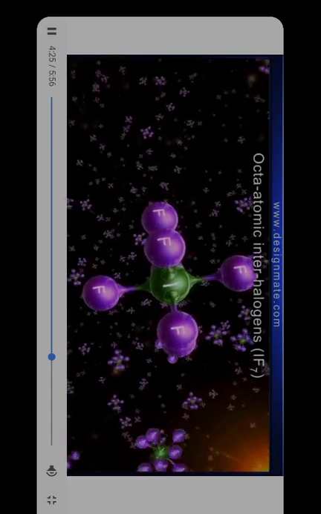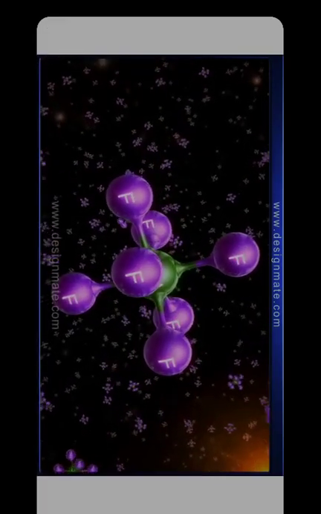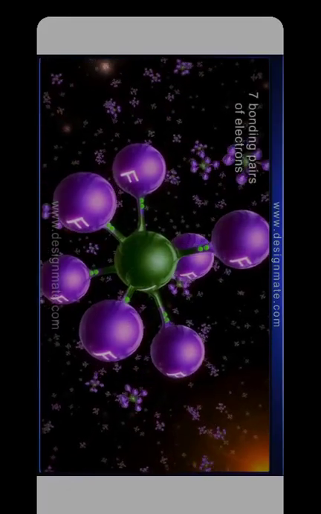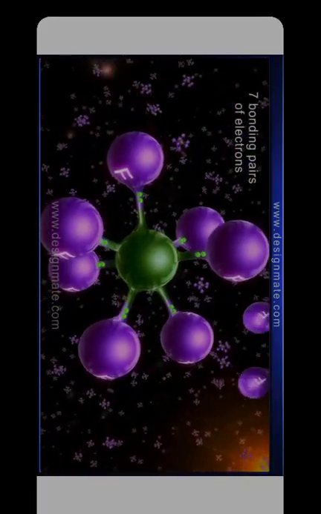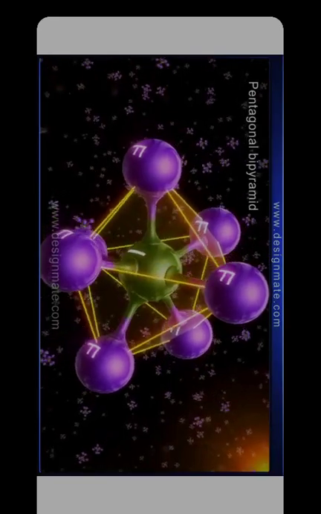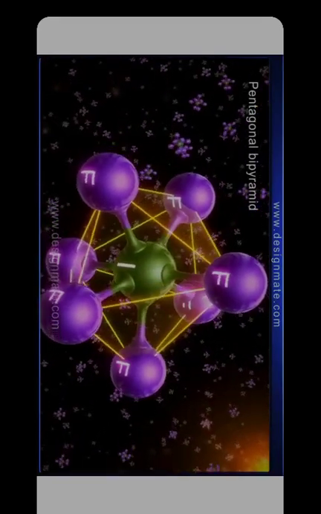Octaatomic inter-halogens. Consider the IF7 molecule as an example. There are 7 bonding pairs of electrons. As per the VSEPR theory, they get oriented as a pentagonal bipyramid to minimize the repulsions between these pairs.